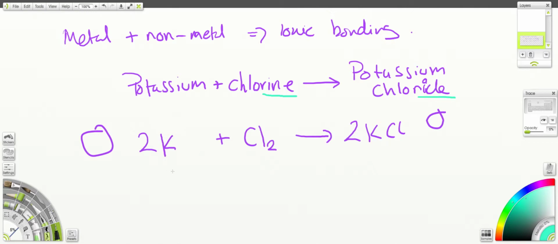Okay, this is in group 1, so this is going to be K+, because it's going to lose 1 electron, plus Cl-, this needs 1 electron. If you cross over the numbers, there's going to be 1 K and 1 Cl. Now let's try it with a group 2 metal.